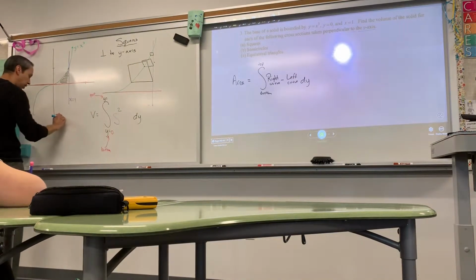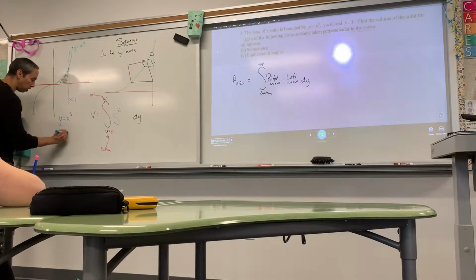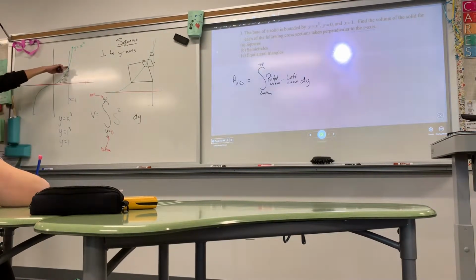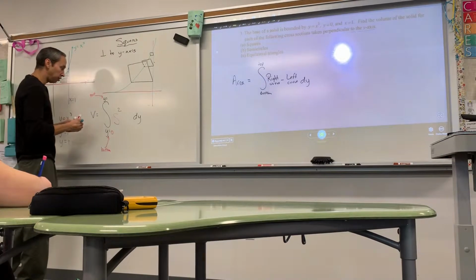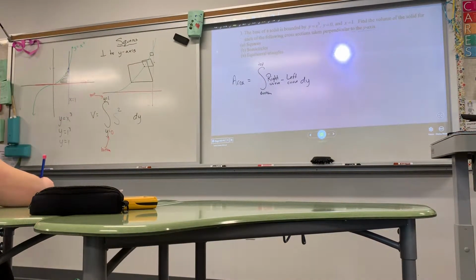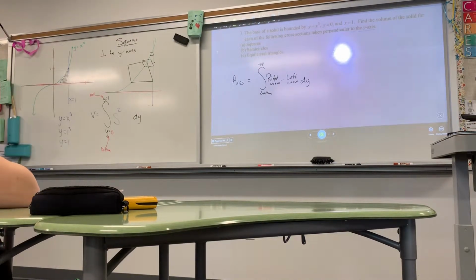So y equals x cubed, and x is 1. So y equals 1 cubed, or y equals 1. That's where those two are going to meet. Okay? So that's at a height of 1. So I know I'm going to integrate from 0 to 1 on the y-axis, from the bottom of my area to the top of my area.